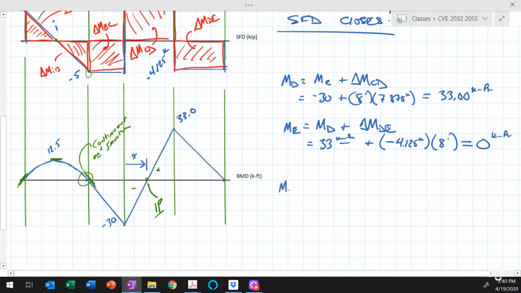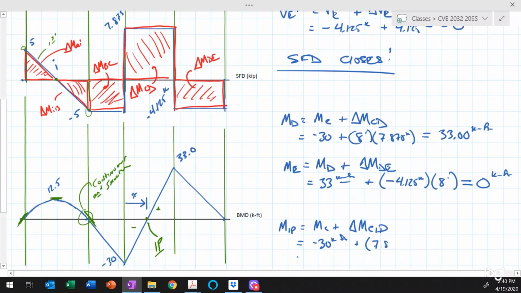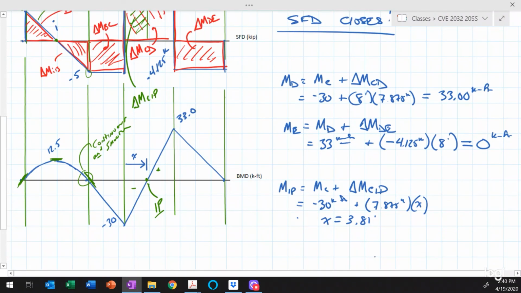So what we can say is that the moment at the inflection point is equal to the moment at point C plus the change in moment between point C and the inflection point. So this is going to be equal to, the moment at C is a minus 30 kip feet, and the change in moment between C and the inflection point is going to be equal to 7.875 kips by some distance X. And that is going to be this area up here. So that is the area right there, delta M C to IP. So if we do that, then what we find is that X is equal to 3.81 feet. So the inflection point lies 3.81 feet to the right of point C.